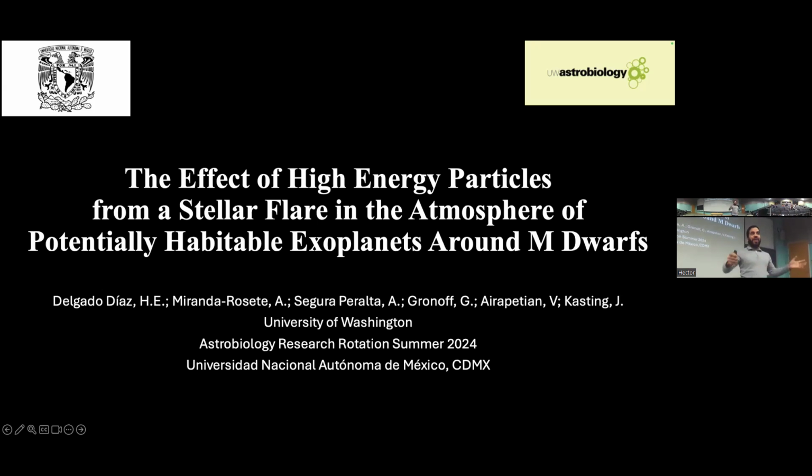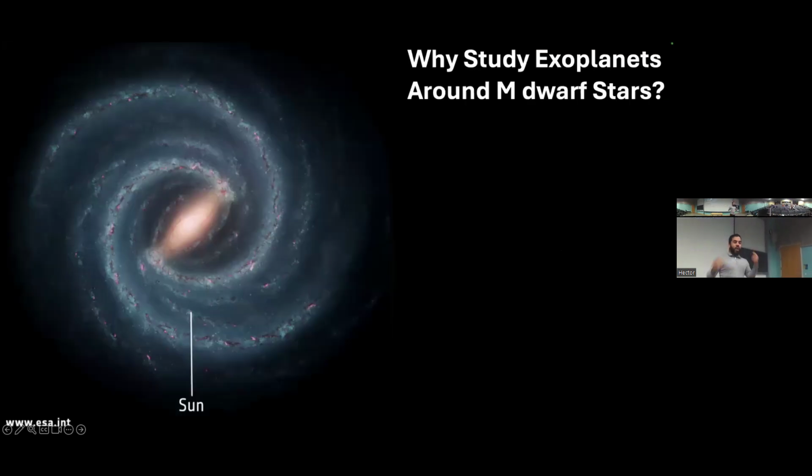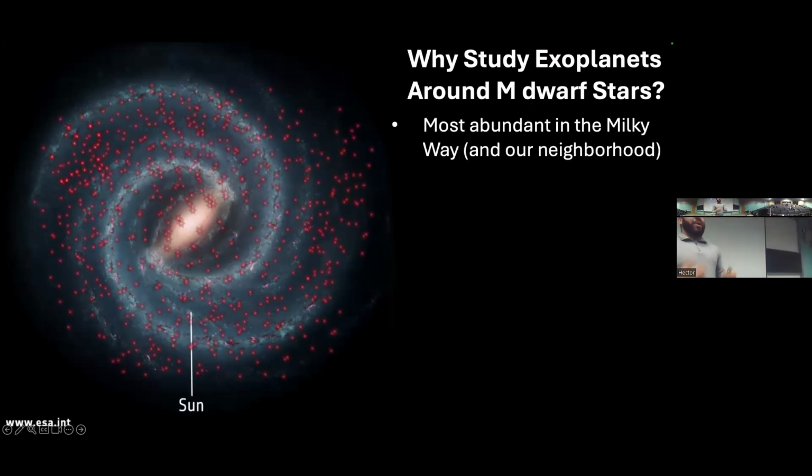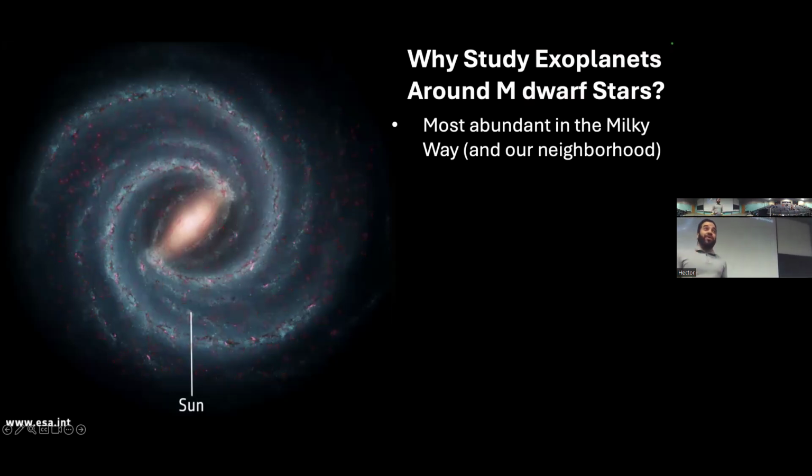I'm going to explain why we want to study the effect of high energy particles from a stellar flare on the atmosphere of potentially habitable exoplanets around dwarf stars. Why do we want to study exoplanets around dwarf stars? Well, I'm just going to make a case for you to be convinced. One of the things is that there are many M stars around our Milky Way, about 70 to 80% of the stars, and in our solar neighborhood there are a lot of them. So there's a big abundance of them.